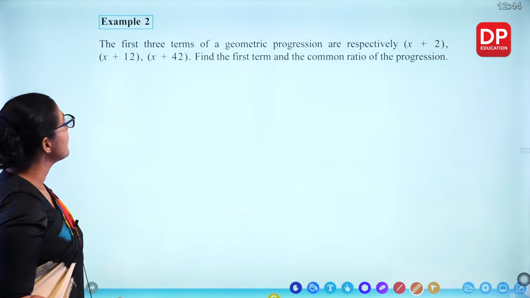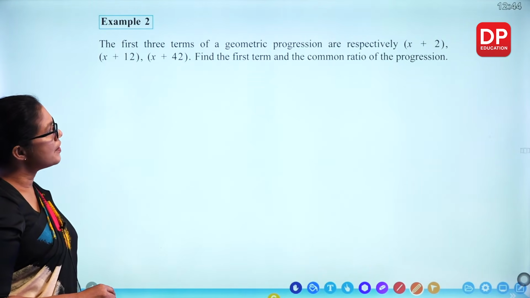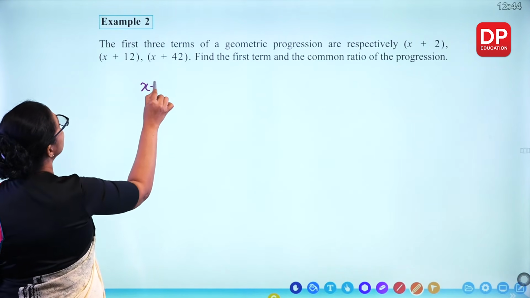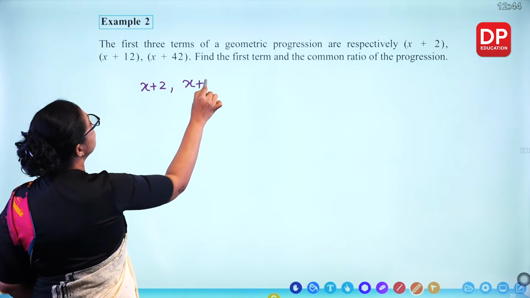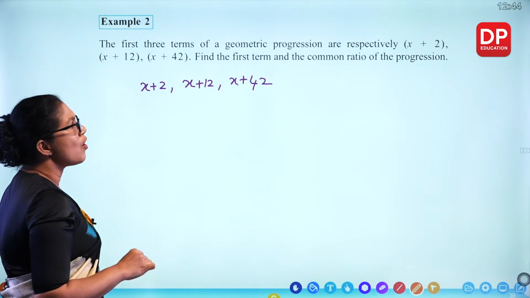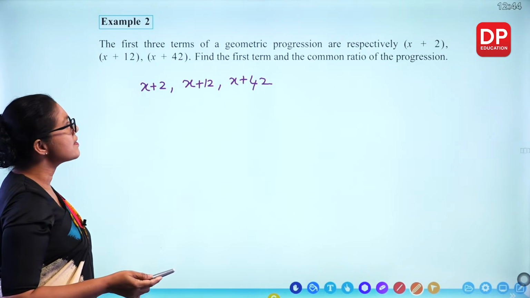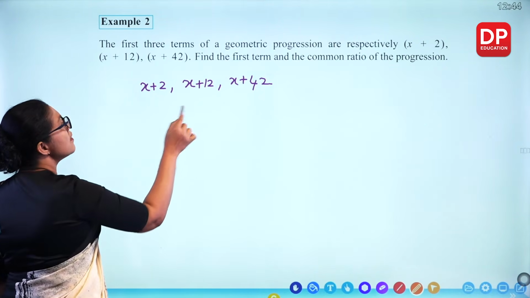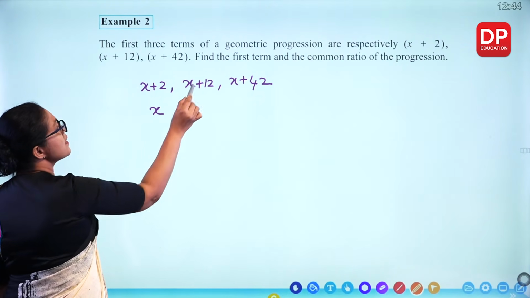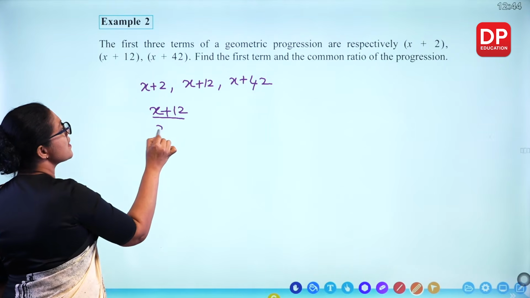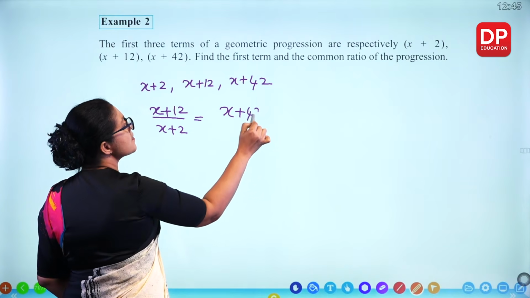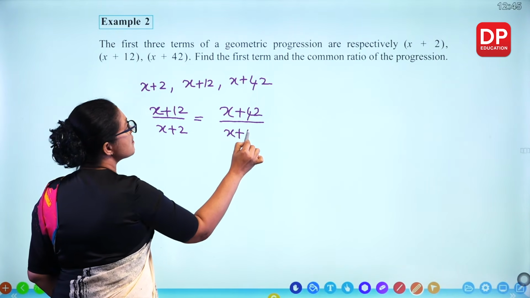Example number 2. The first 3 terms of a geometric progression are respectively x plus 2, x plus 12 and x plus 42. Find the first term and the common ratio. This is a geometric progression, so the common ratios are equal. How can we find out the common ratio? If you take x plus 12 divided by x plus 2, or x plus 42 over x plus 12.